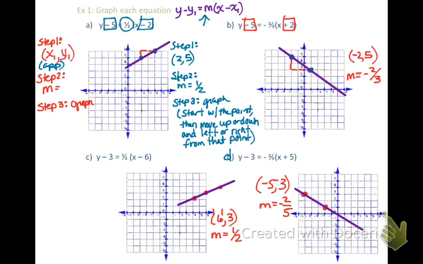On D, you have -5, 3 as your first point. And then it says my slope is -2/5, so I went down 2 and over 5 positive. So here is the answer to that one.